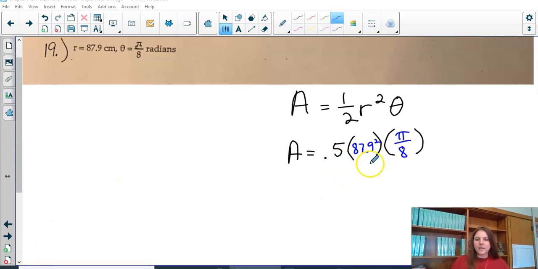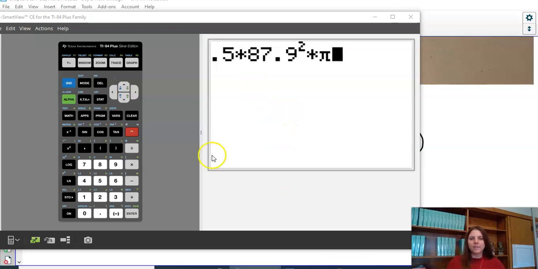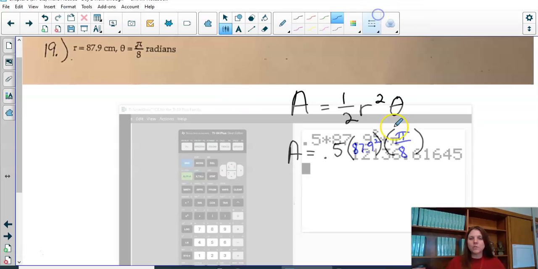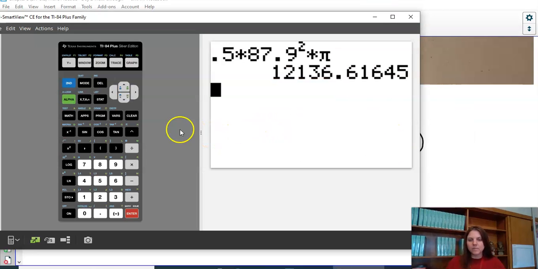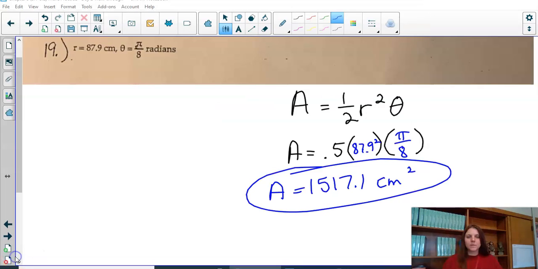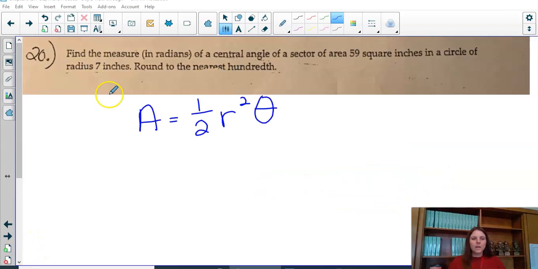So I typed in the 0.5 times 87.9 squared times pi like this. I'm going to hit enter, and then I'm going to divide by the 8. And I get 1,517.1. Your label for this would be square centimeters or just centimeters squared. This example gives you a little bit different information, so let's see what's given.